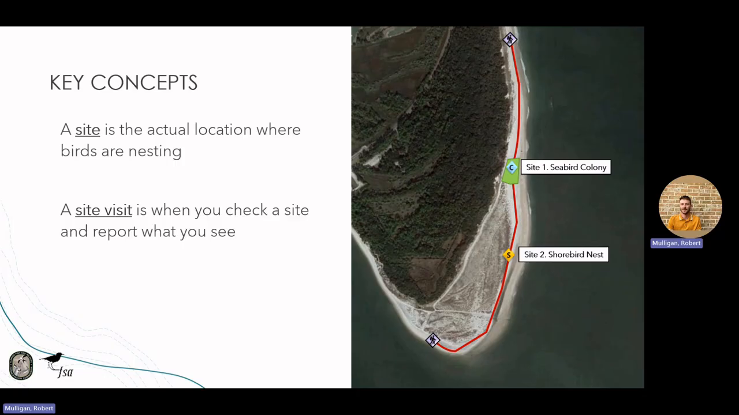A site visit is when you go check on a site, either a colony or a solitary nest. Site visits to a site should occur on every route survey from the time a nest site is discovered until the birds are no longer actively using that nest or colony. For solitary nests, this means that the breeding pairs are no longer tending to the nest. For colonies, this means that all chicks and breeding adults have left the colony.